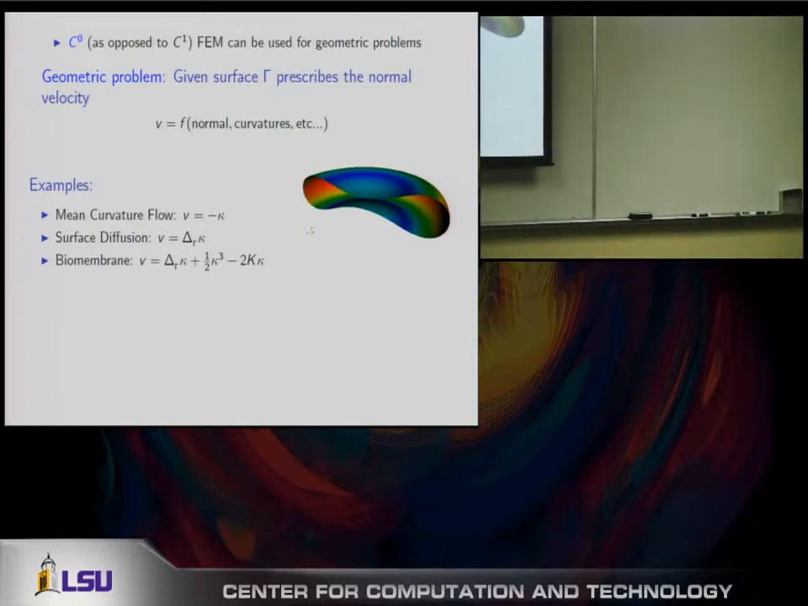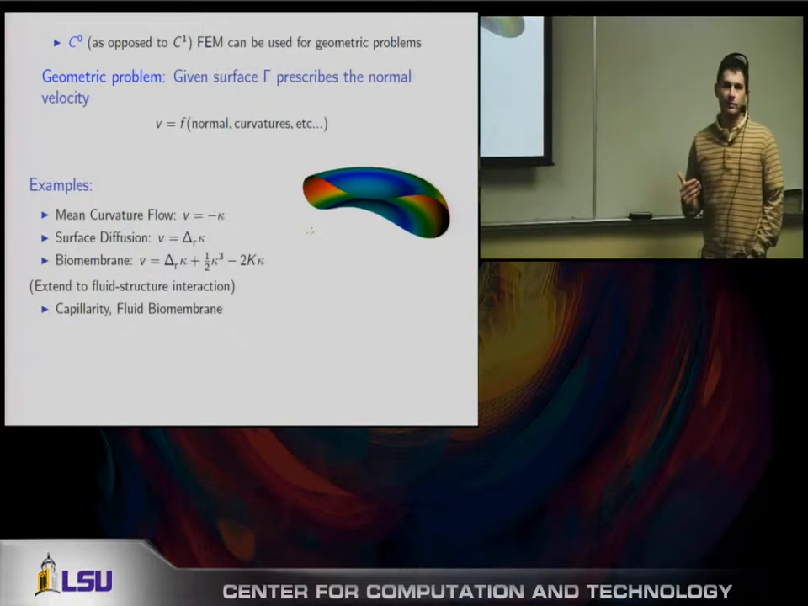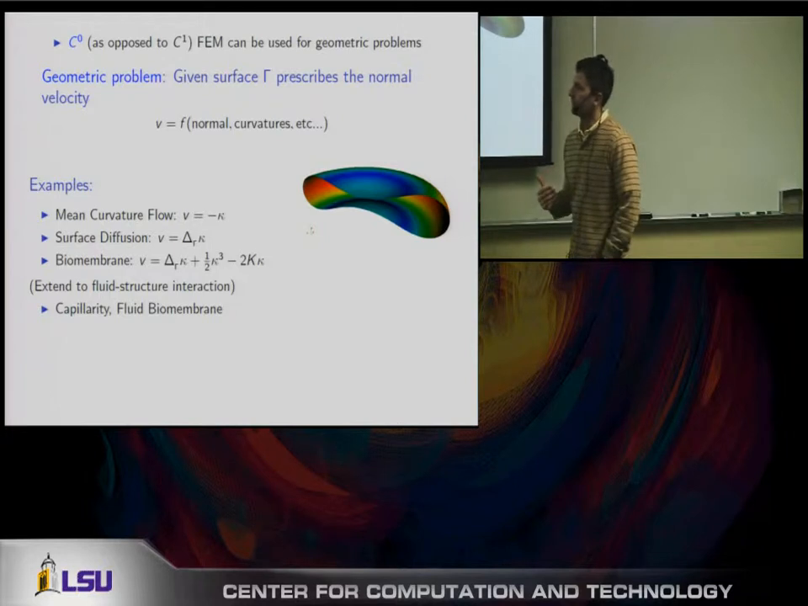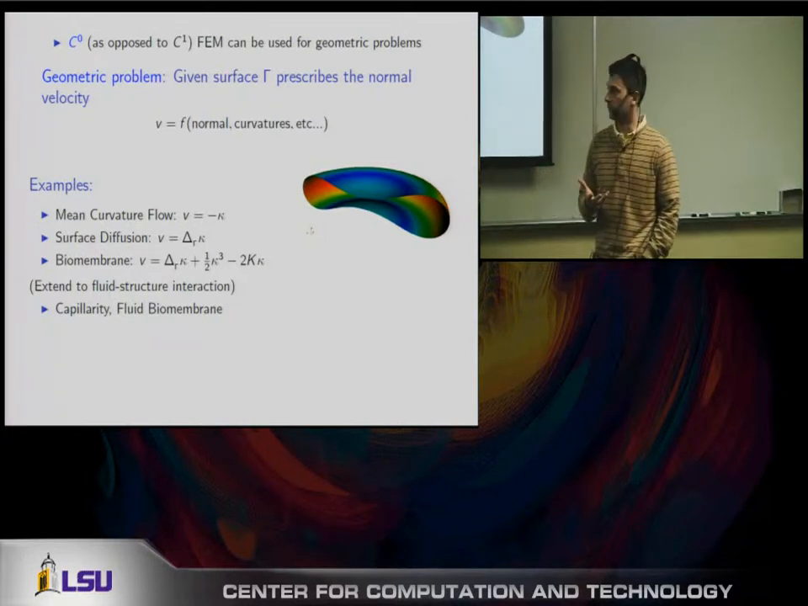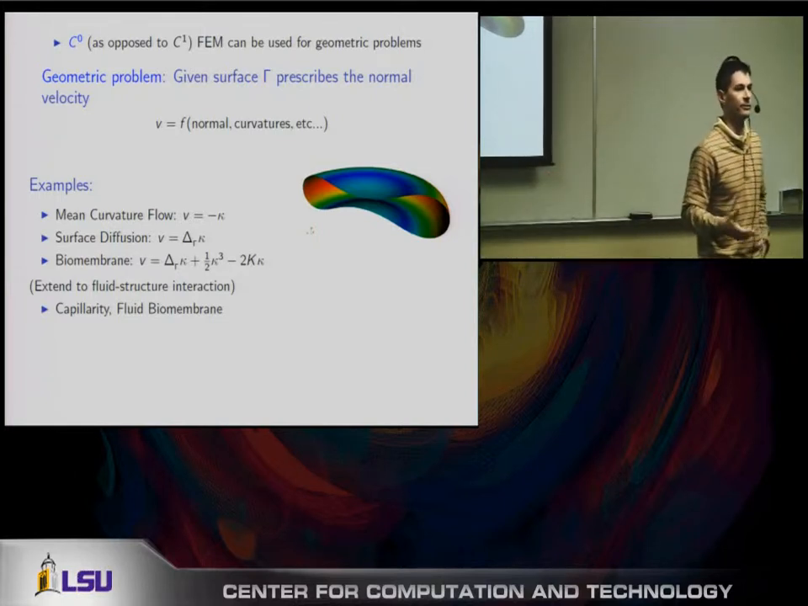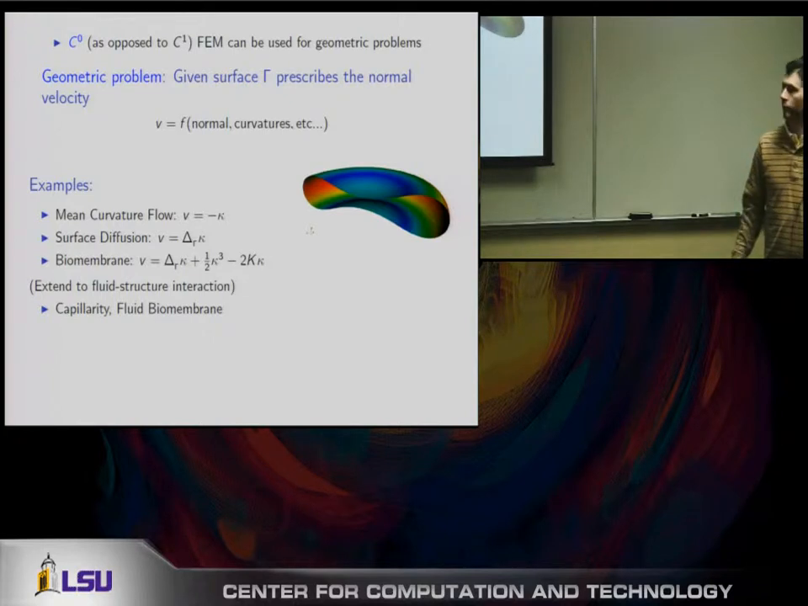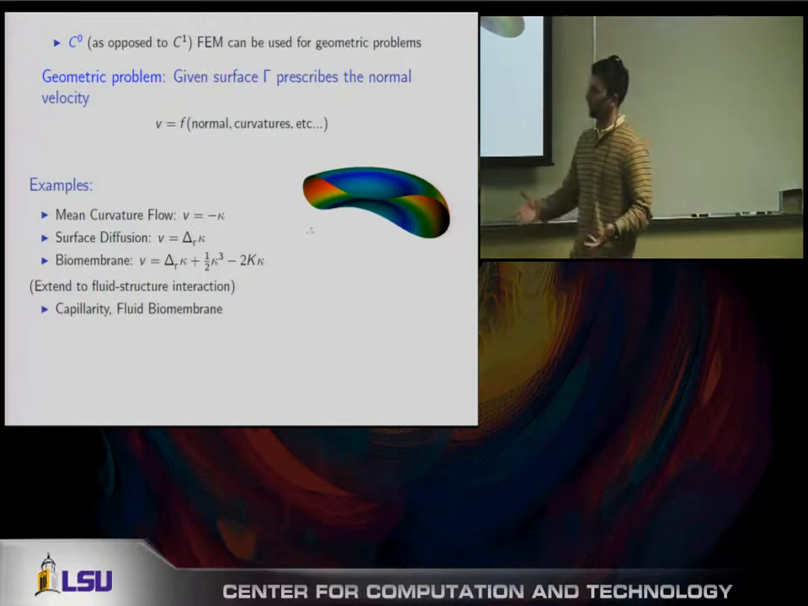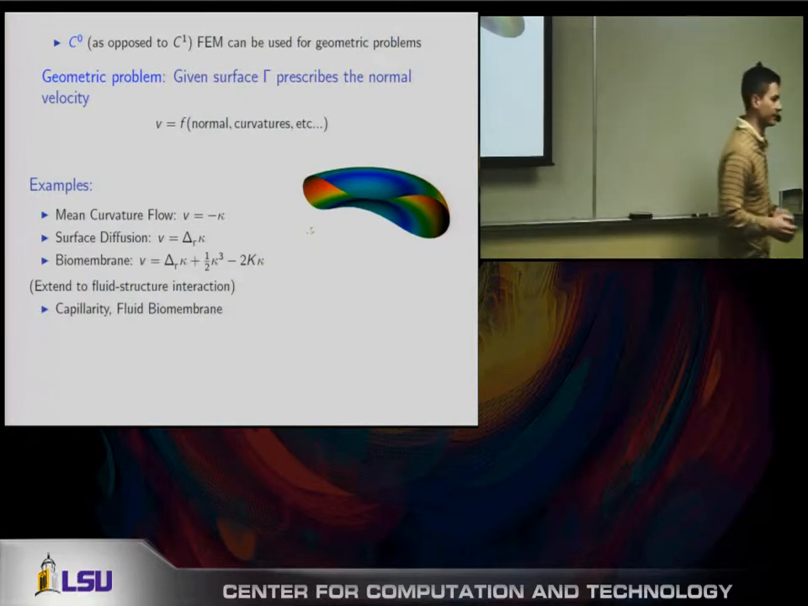Once you have a finite element method to deal with these geometric problems, it's not so hard to extend it to a fluid structure interaction where your structure is modeled by a geometric problem. Examples of these are capillarity, the model you use for a free droplet of water in vacuum in the absence of gravity, let's say, or a model for a fluid biomembrane where you couple the biomembrane with some fluid inside and outside.